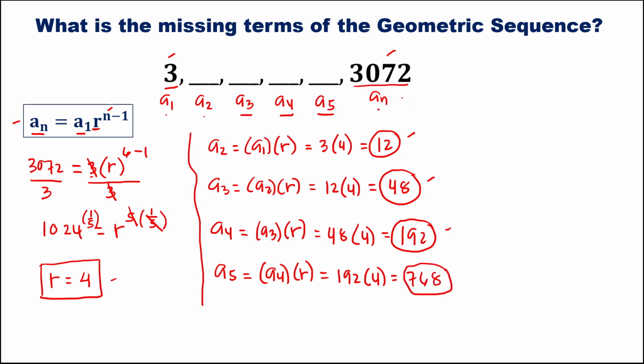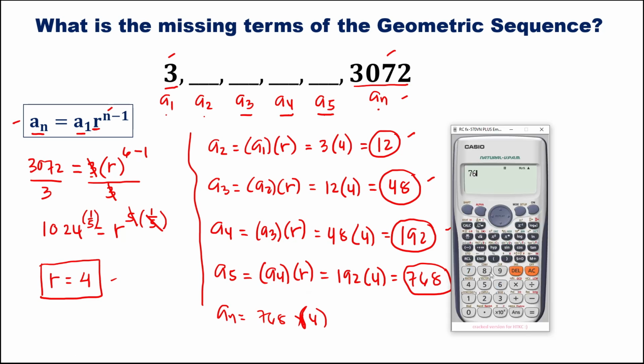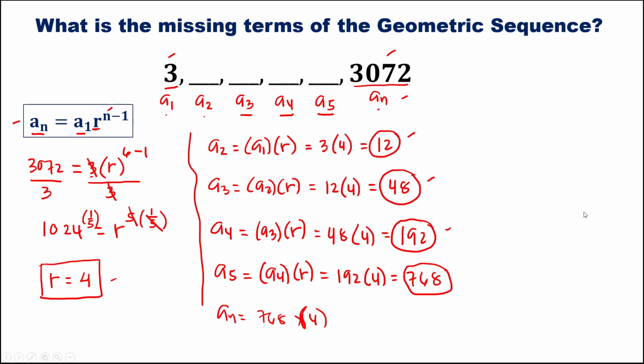Then the sixth term, or the last term, is 768 times the common ratio. If we have 768 times the common ratio, that's 3072. So therefore, the second term is equal to 12. The third term is 48. The fourth term is 192. And the fifth term is 768.